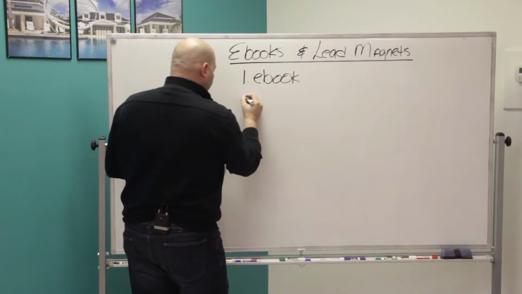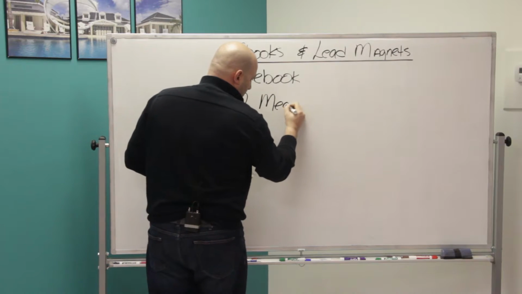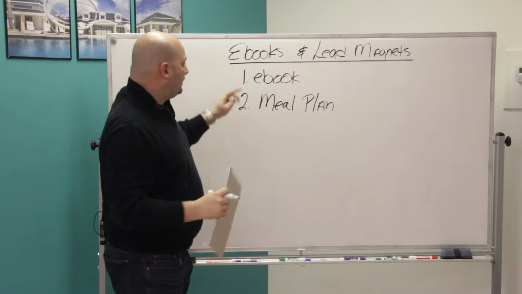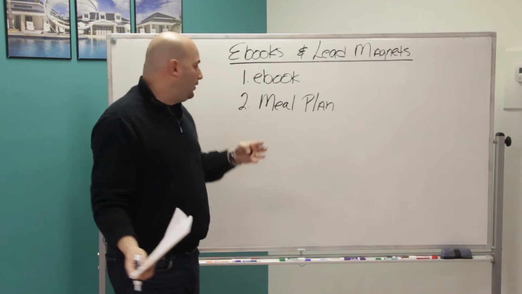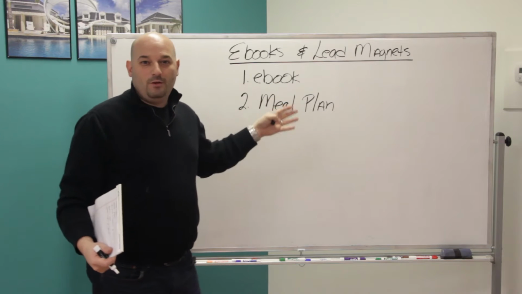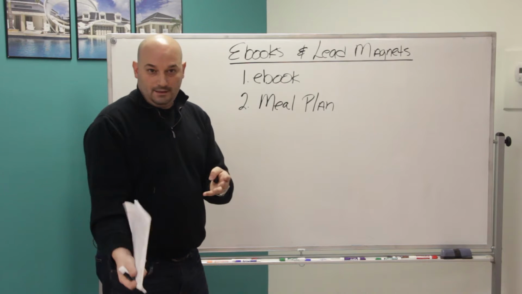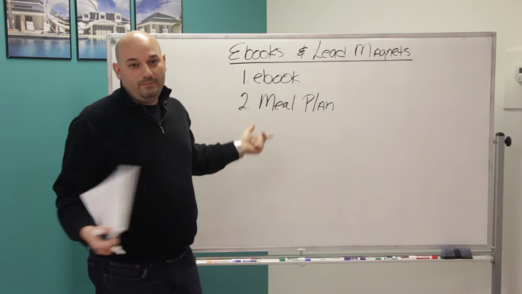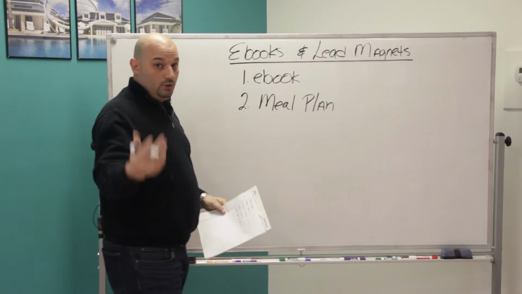Now, number two, you can create, let's say, a meal plan. Now, remember, guys, the lead magnet has to make sense with the topic of your blog, right? So if I have a baking blog, like I did, I would not be giving away a meal plan as a lead magnet. It doesn't make sense. There's no congruency between people who are baking cakes and people who want meal plans. So you have to figure out what works best for your blog.